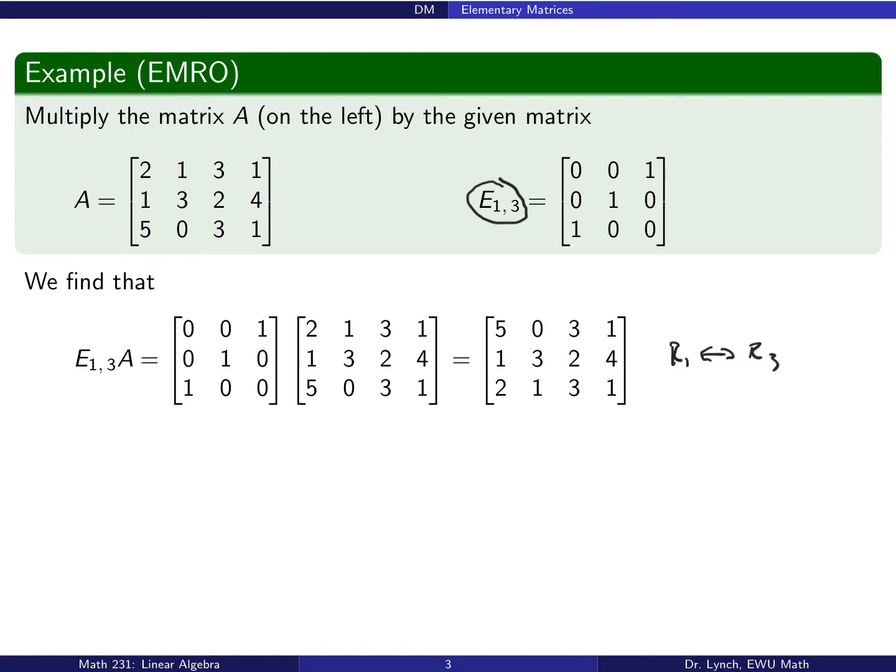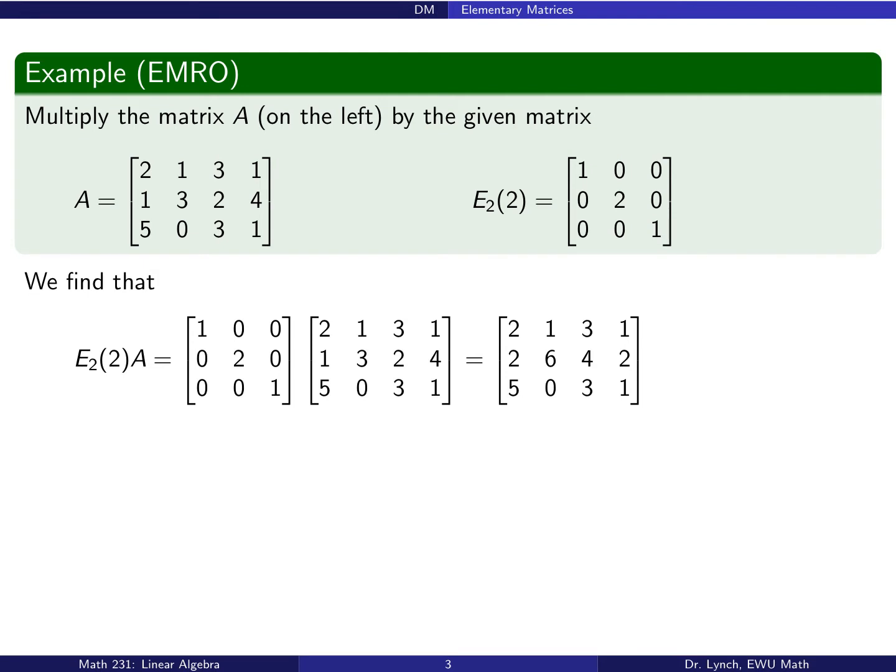Let's look at another one. I'm calling this matrix E sub 2, 2. So you can see it's a matrix with a 2 in the second row. And we see that when we multiply A by the matrix E sub 2, 2, it appears the new matrix is the matrix A where we've multiplied the second row by 2. Okay, so again here we see that we can accomplish the row operation of multiplying the second row by 2, multiplying by this matrix E sub 2, 2.